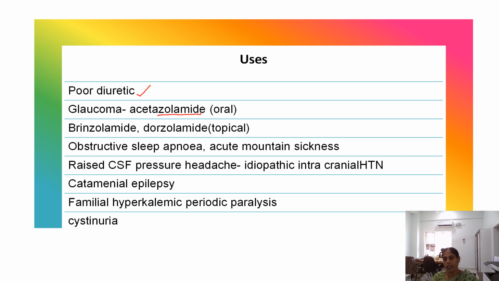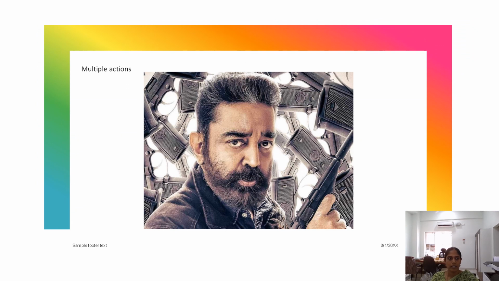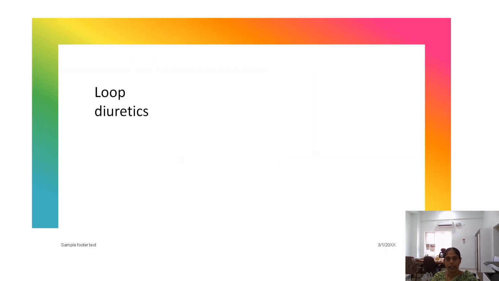Now we move on to the next drug. Before that, why I have given this picture is that Kamal has played many roles, which is unique among all the artists. Like this, carbonic anhydrase inhibitors have multiple uses among the diuretics. So next we will be moving on to loop diuretics.